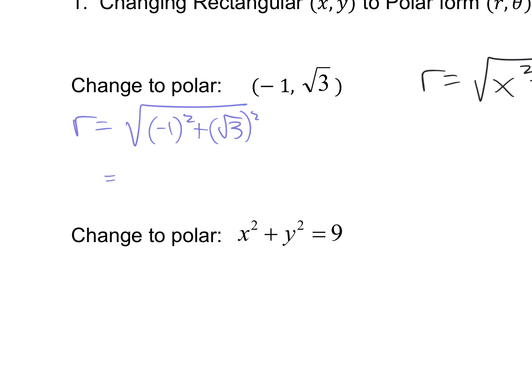This is going to give me 1 plus 3. Square root of 4 is just 2. Yeah? I am typically going to keep my r positive. There are about 4 or more ways to write every single point in polar. If you're converting, you don't need to make this more complicated on yourself. Okay? Leave your r positive. We're going to deal with the angle here in a minute. Okay? The angle will get you to the right spot.